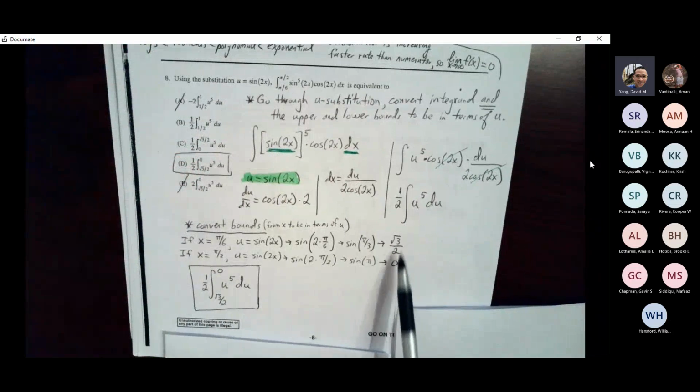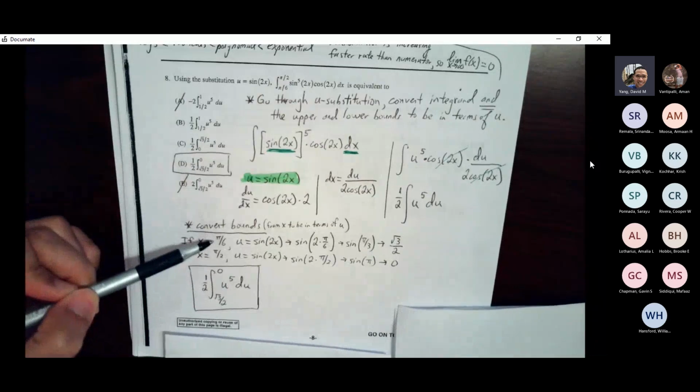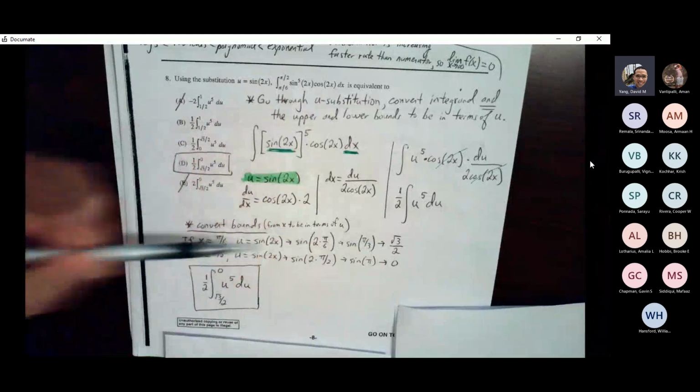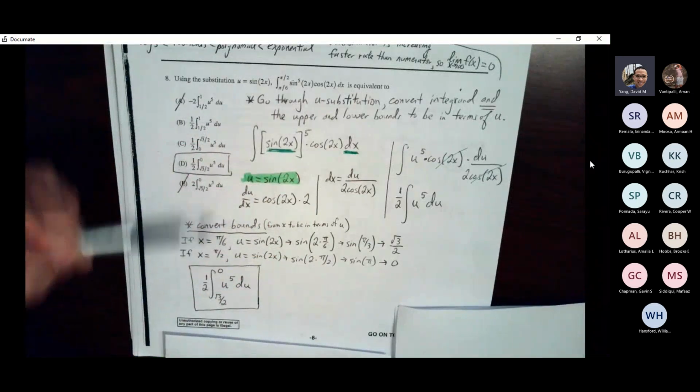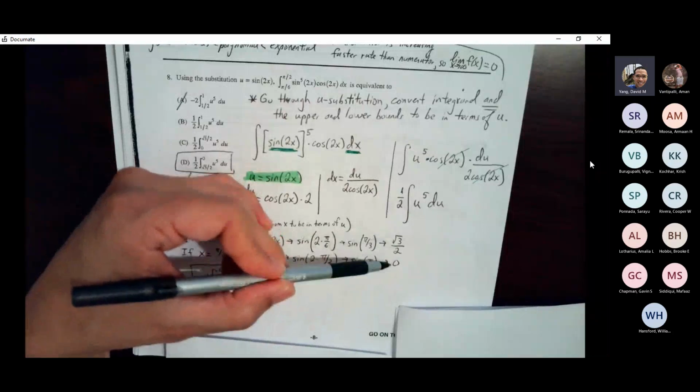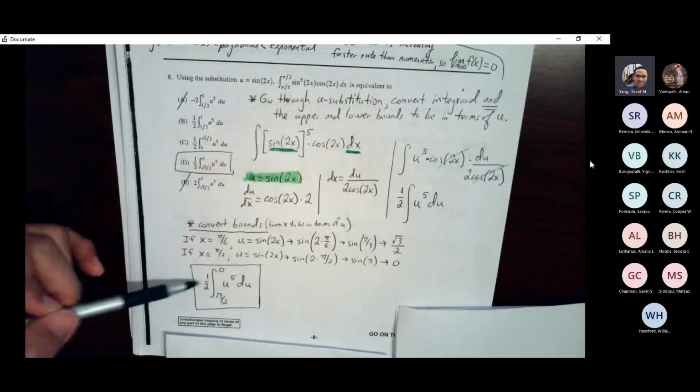You're looking at this and you may be thinking, wait, 0 should be the lower bound because it's a smaller value, and root 3 over 2 should be the upper bound because it's a higher value. But whatever starts as the lower bound is going to remain as the lower bound. Whatever starts in the upper bound is going to remain in the upper bound. Now, if we want to flip the bounds, we have to change the sign.